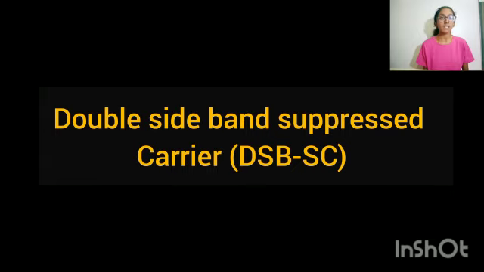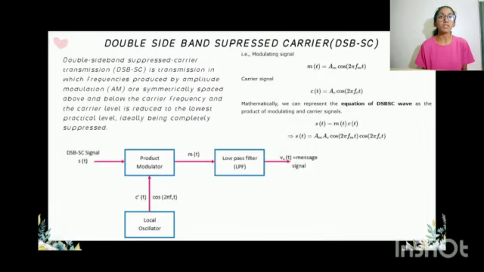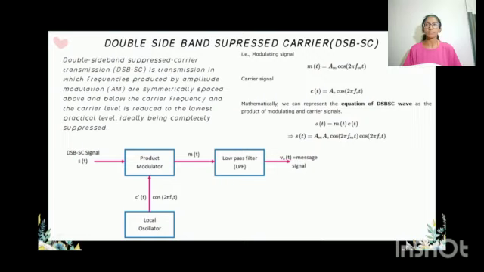Now let me come to my topic: double sideband suppressed carrier, that is DSB-SC. What is double sideband suppressed carrier? A double sideband suppressed carrier transmission is a transmission in which the frequencies produced by amplitude modulation, that is AM, are symmetrically spaced above and below the carrier frequency, and the carrier level is reduced to the lowest practical level, ideally being completely suppressed.